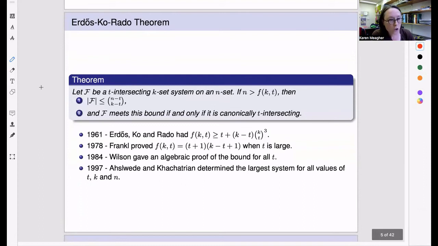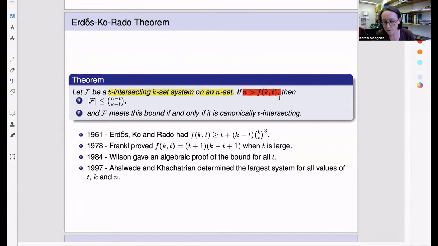So with the Erdős-Ko-Rado theorem, what we have is a t-intersecting k-set system on an n-set. So we're starting with n numbers. We're picking k-subsets. And what we want is if we take any two subsets, their intersection has to have size at least t.